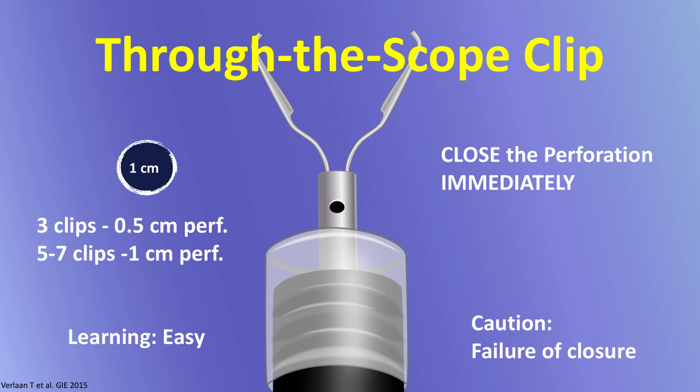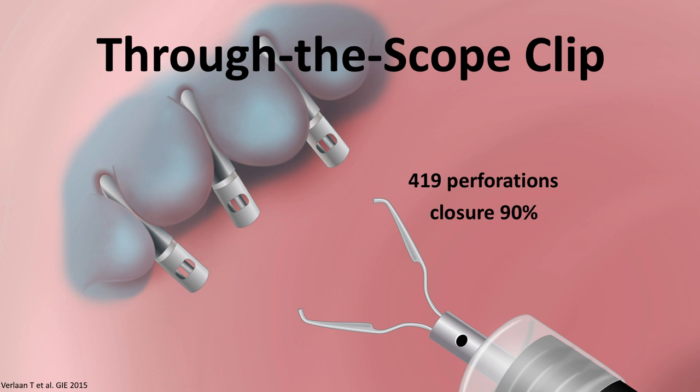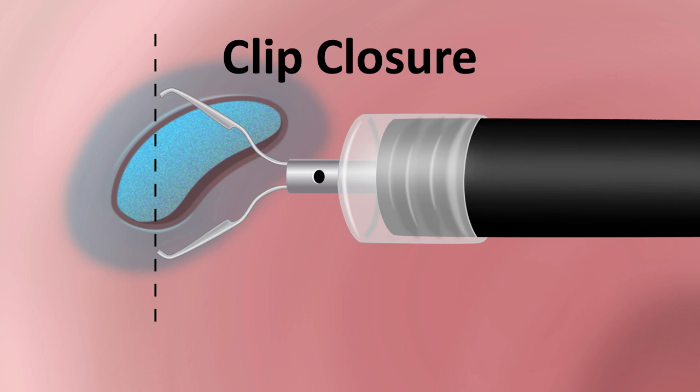Through the scope clips can be used to close perforations. They can be applied immediately, and the learning is relatively easy, but you have to be careful because if you don't apply it well, there could be a failure of closure. We have a larger experience with these devices with good success. I would like to share with you a couple of tips when you're closing with clips.